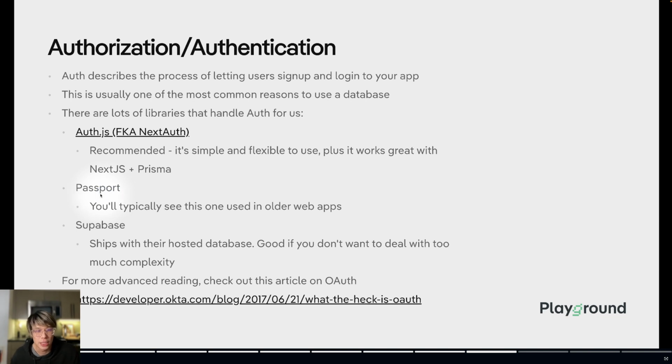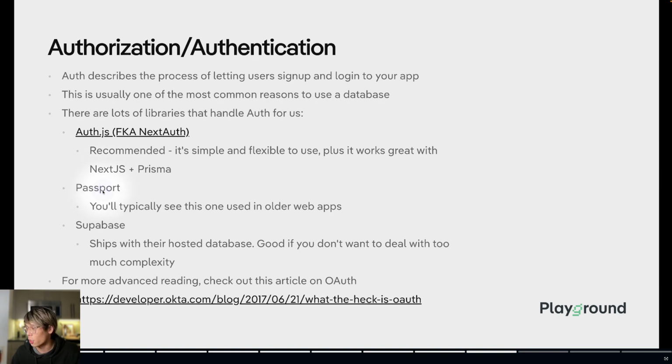Another one I put on this list is Passport. Passport is the one that was extremely popular maybe like 3 to 5 years ago. Typically, you would see like the Passport, Express, MongoDB stack for the backend. But Passport is just not as simple as auth.js. And yeah, this one has lost kind of popularity just because there are better solutions now, like auth.js.